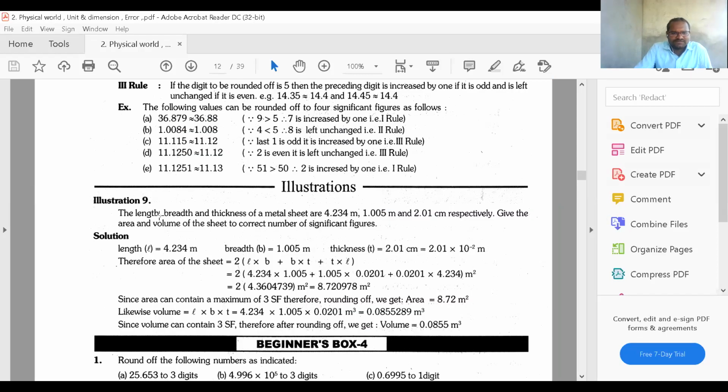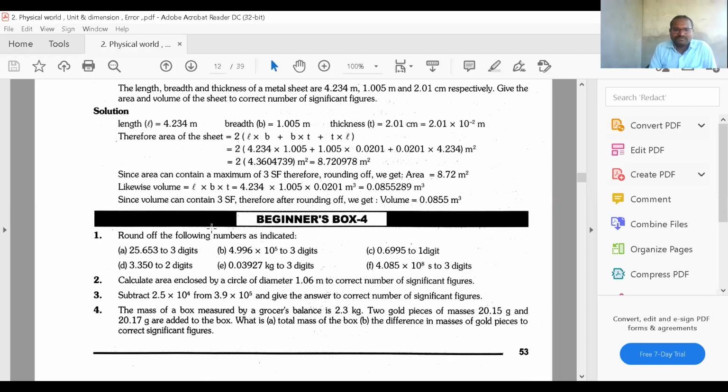These are some examples you see. Here, see these points. They will be useful for you for your JEE exam. That's why I am explaining this to you. Okay.